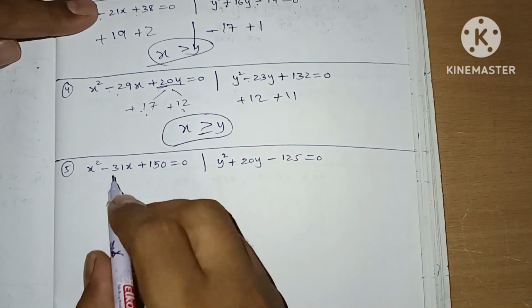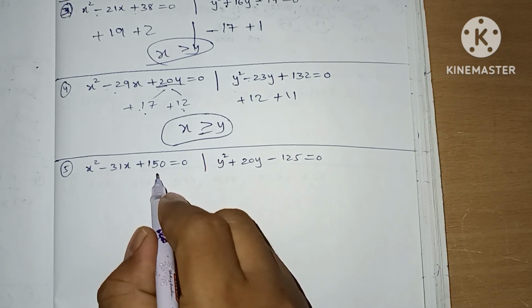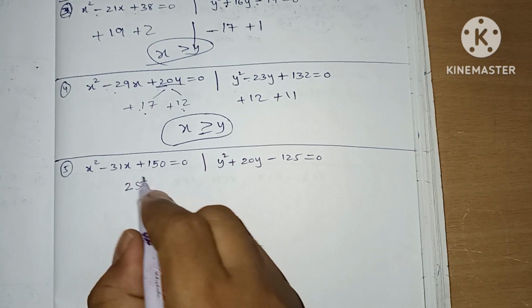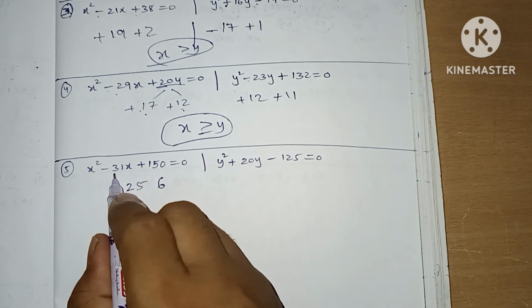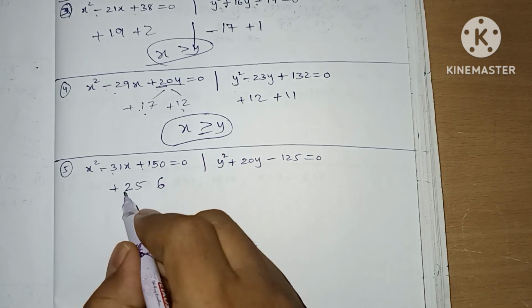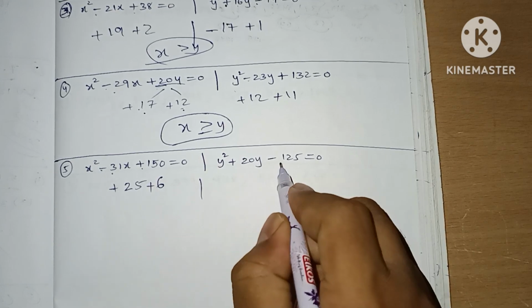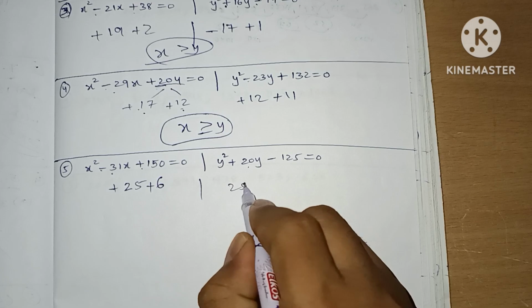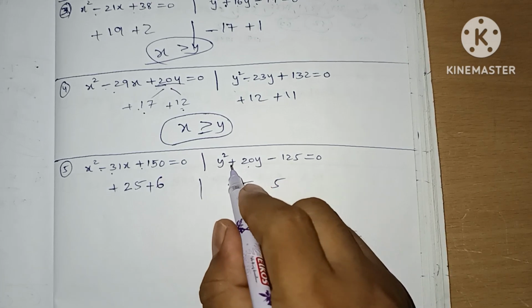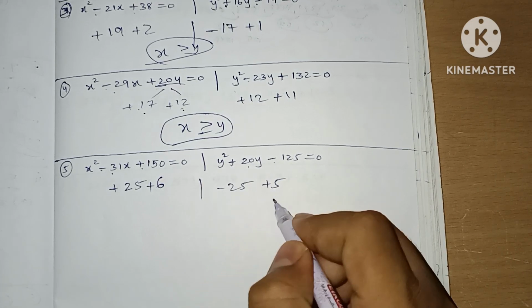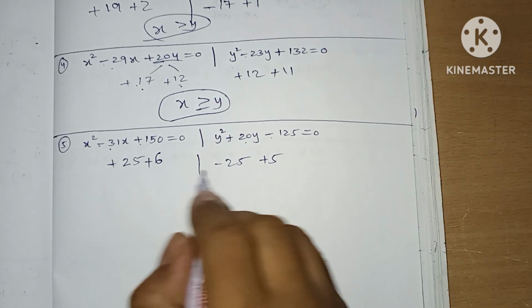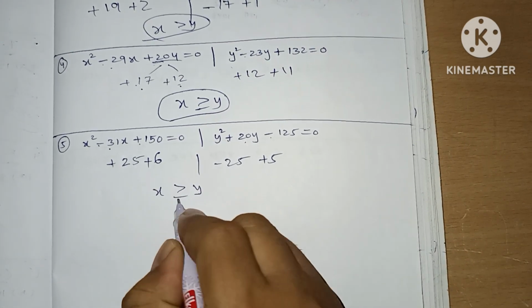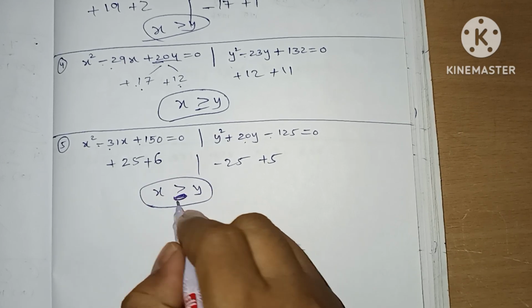Next, fifth one, 150. 150 means 25 6 times will be 150. We got 31. Minus and plus. So the roots are positive. Here 125, and we got 20. 25 5 times is 125. Plus and minus, minus and plus. So by comparing these two, it is clear that x is greater than y.